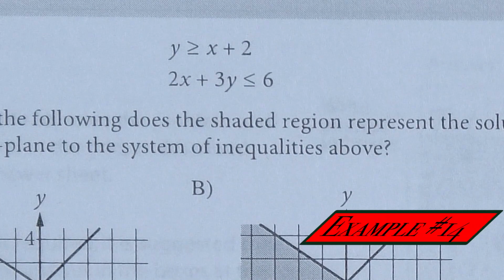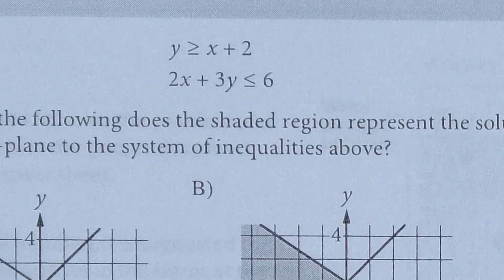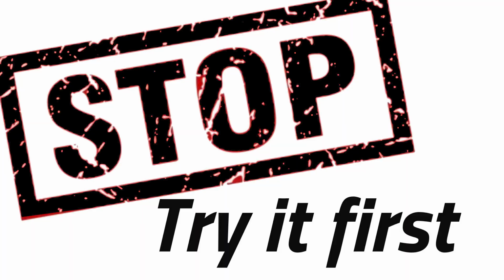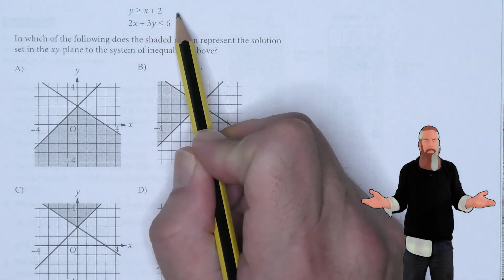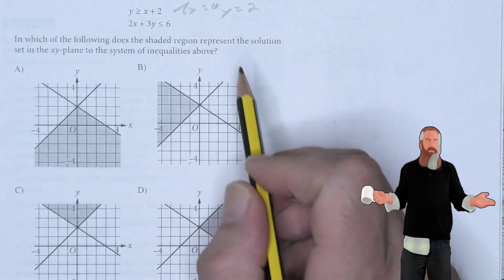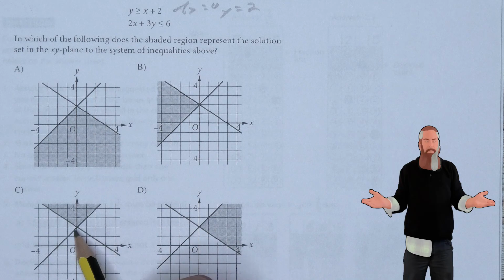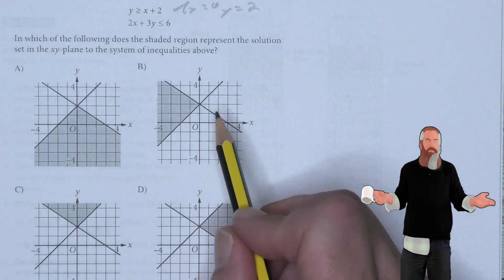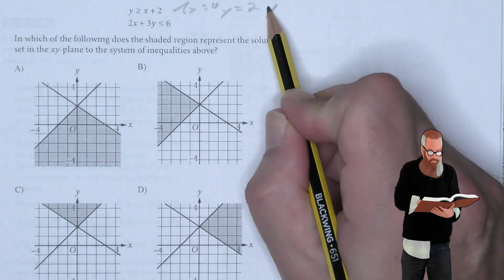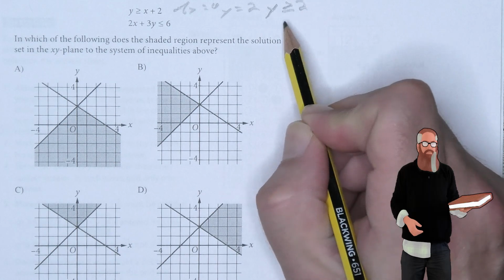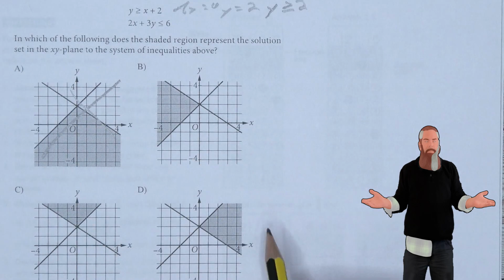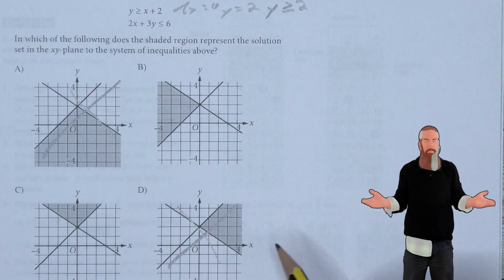In which of the following does the shaded region represent the solution set in the xy plane of the system of inequalities above? So we're going to start by looking at this top equation. This means that if x were equal to 0, then y would be equal to 2. So there is a 2 y-intercept. Now all of these have a 2 y-intercept. It has a positive slope of up 1. They all have that. So now really we're dealing with y should be greater than or equal to 2. So it should be shaded above this line, which means that A is no longer an answer and that D is no longer an answer.